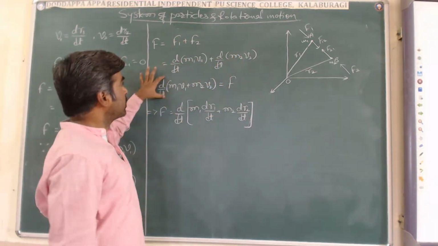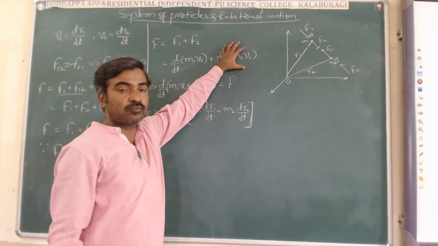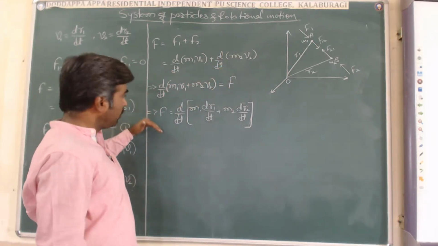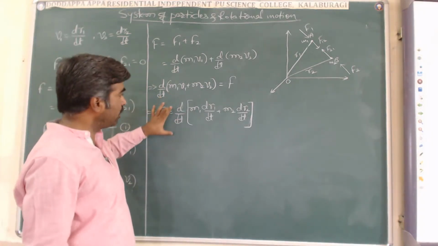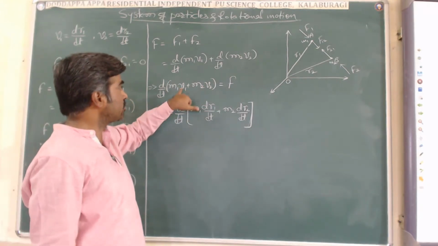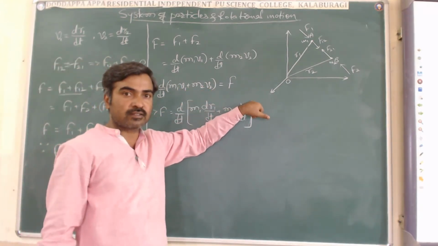Now this represents the total momentum, and the change in momentum is due to the net force. But again, when I rewrite the same equation, d by dt of momentum, this momentum also has a velocity parameter.